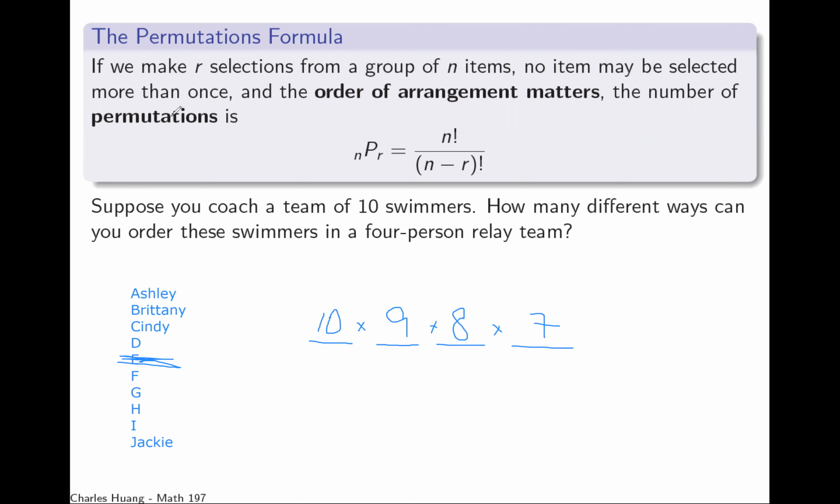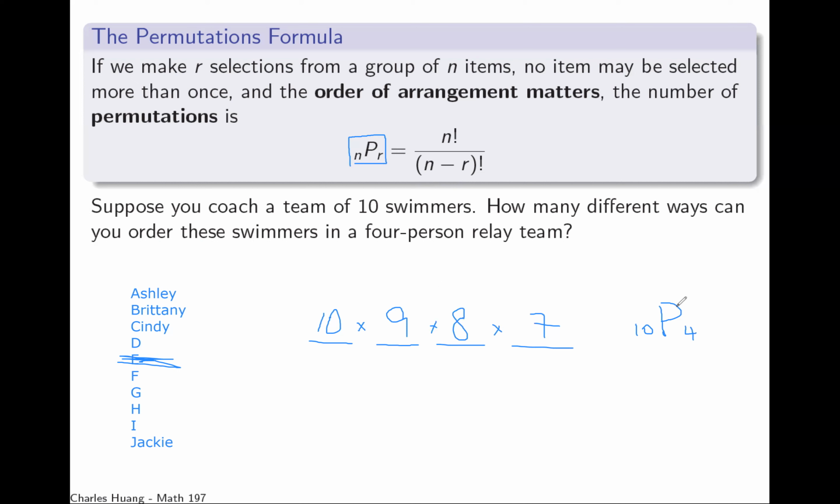This is called permutation. This is represented as 10P4. We have 10 people to select from, 10 different choices, and we want to select 4 in order. Some calculators will allow you to put in 10, and then you'll be able to find the nPr button somewhere, and you'll do 10 nPr 4 in your calculator.